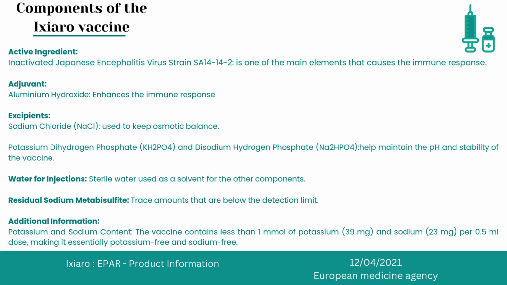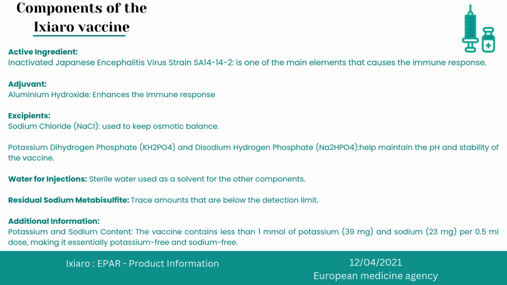So now I'll briefly explain the key components of the Ixiaro vaccine and their roles in ensuring safety and effectiveness against Japanese encephalitis. The first component is the active ingredient, which is the inactivated Japanese encephalitis virus. This is a critical element that stimulates the immune system to build protection against the virus. Next, we have the adjuvant component, which is aluminum hydroxide. This component enhances the immune response, ensuring the body reacts effectively to the vaccine.